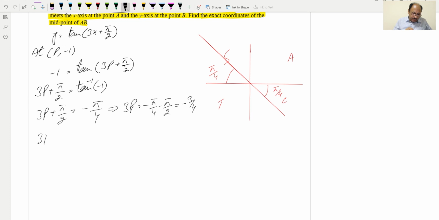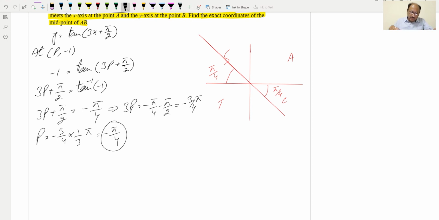So 3p is equal to minus 3 by 4. So p will be equal to minus 3 by 4 into 1 by 3, and there should be pi also with this, so we will write here pi. This will be equal to minus pi by 4. This will be one value.